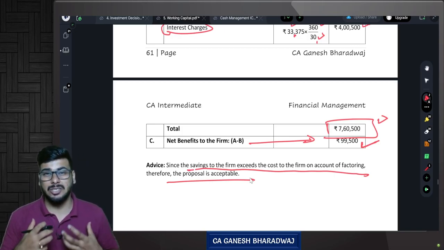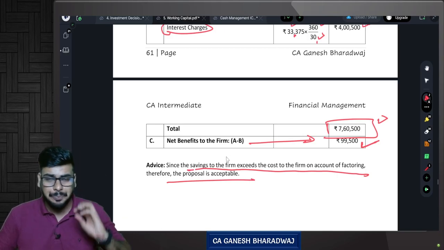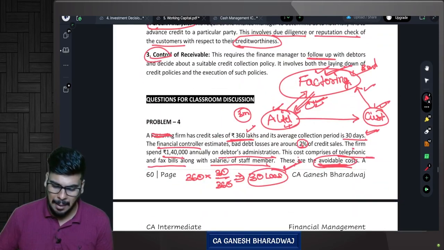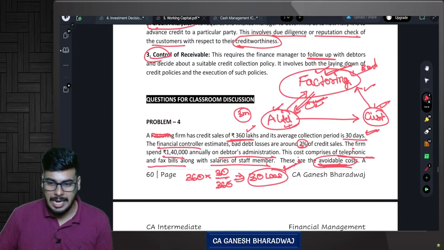There is no difficult area in this particular concept of receivables management. So with this, we have finished this part of receivables management. Now let's move to the next unit of discussion.